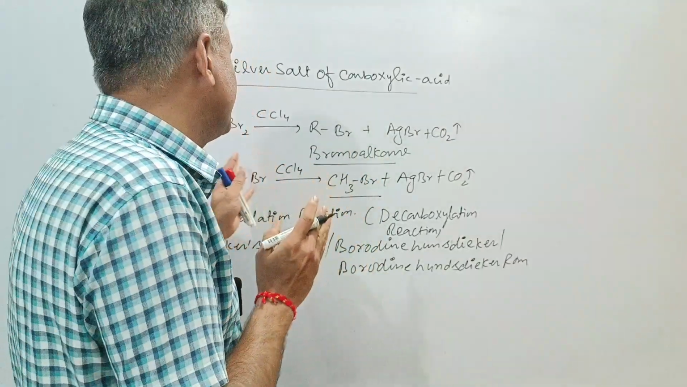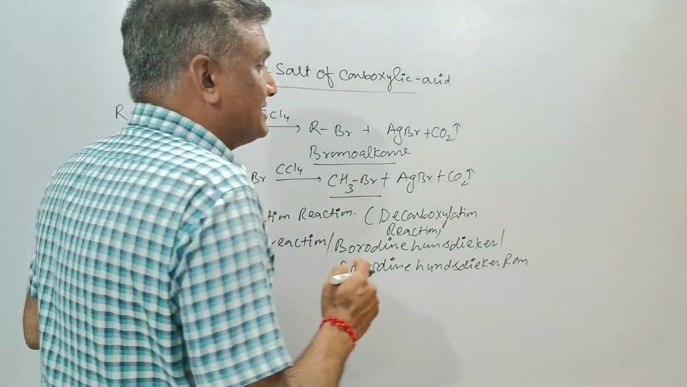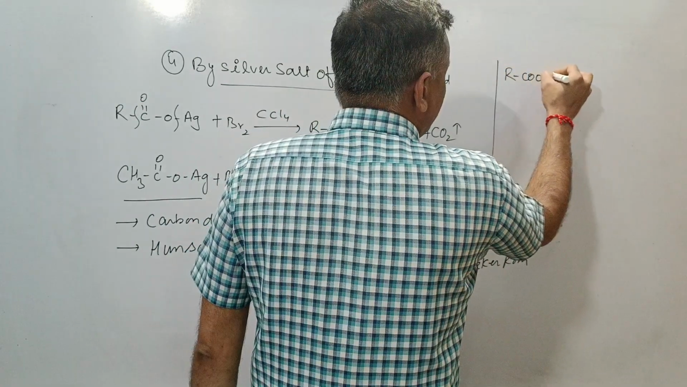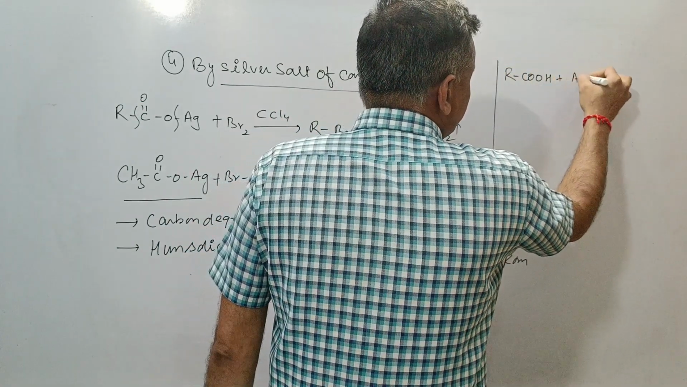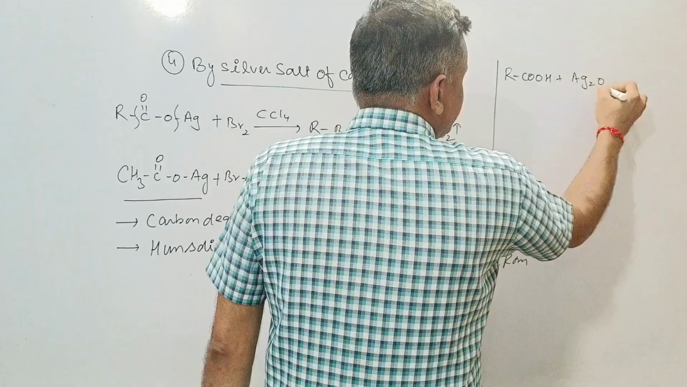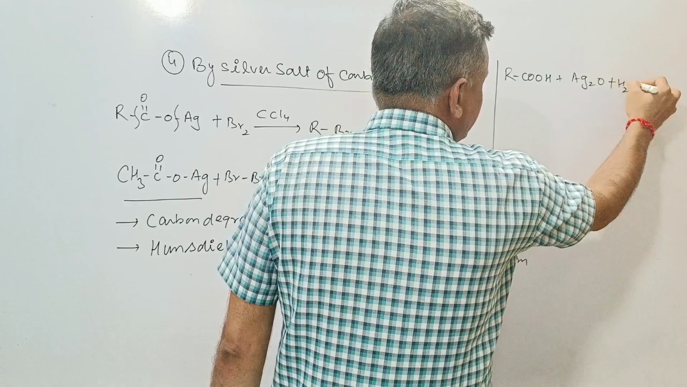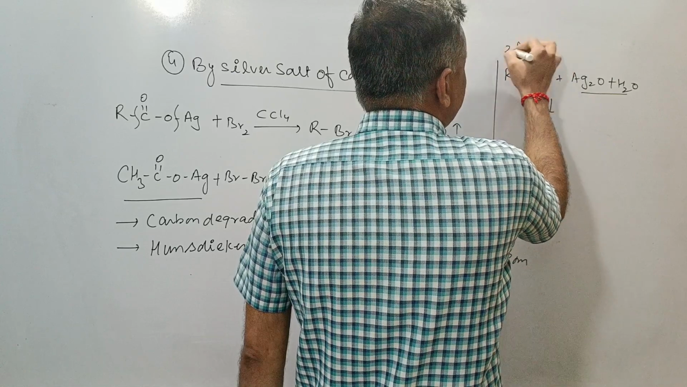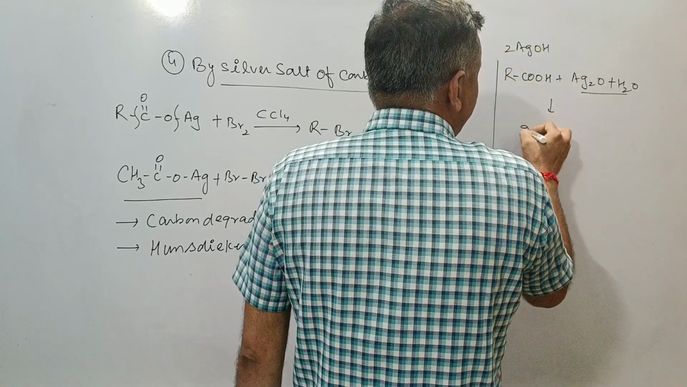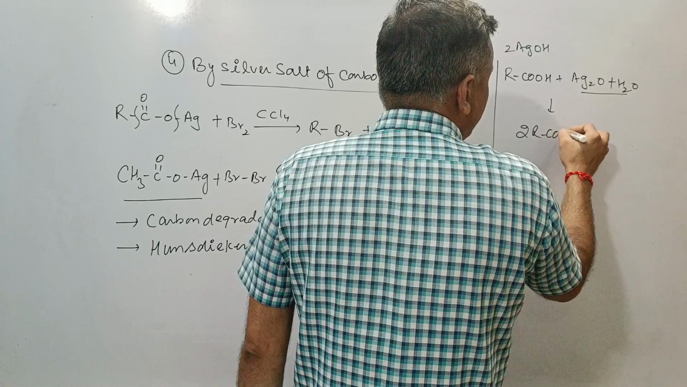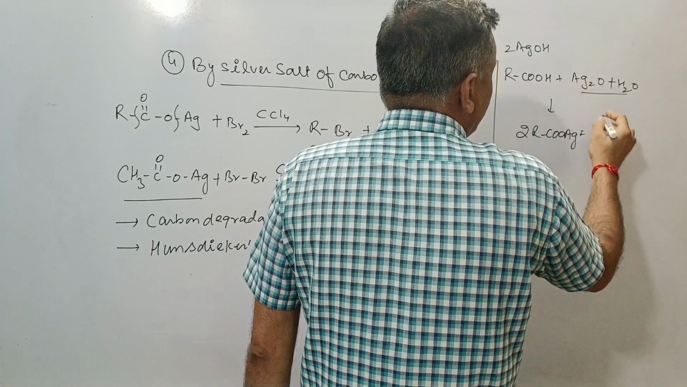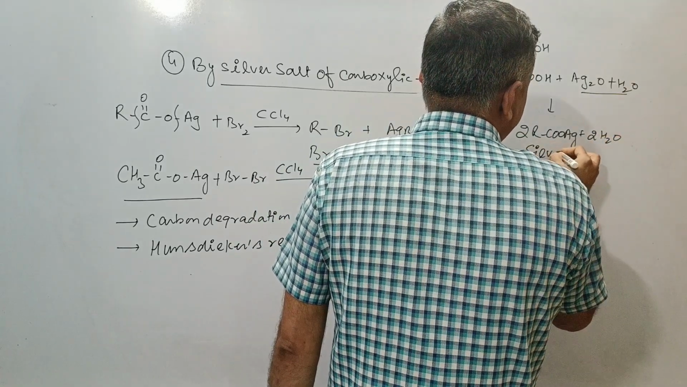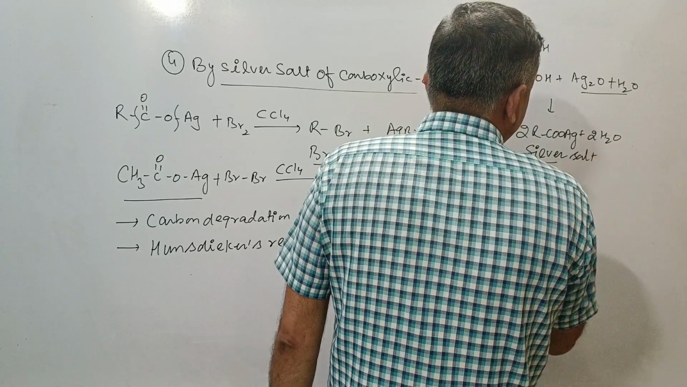If you want to know how this silver salt of carboxylic acid forms, take the carboxylic acid as RCOOH. You can use moist Ag2O for this. Moist Ag2O means water molecules are also used. So Ag2O and H2O change into 2 AgOH. Here there will be formation of 2 RCOOAg, and this is the removal of 2 H2O. This is how we can get the silver salt of carboxylic acid.